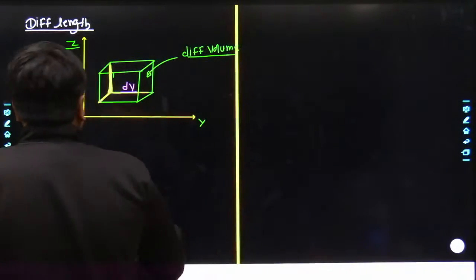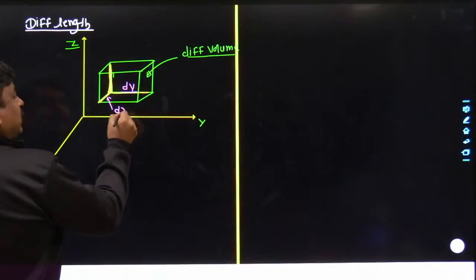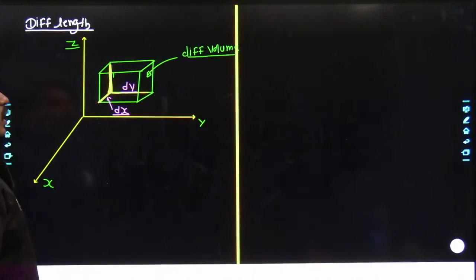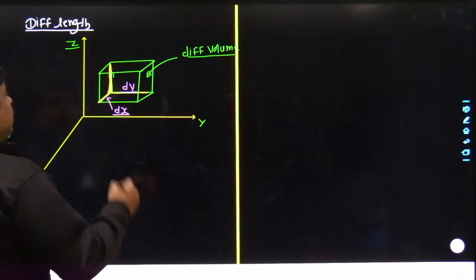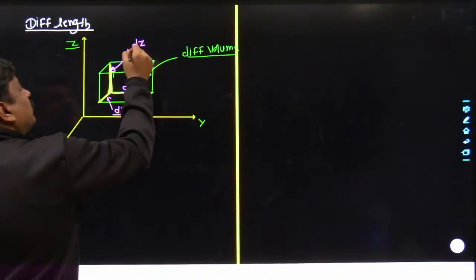And once the dy is done, definitely it is a differential length in the direction of x. Why don't we call it dx? And similarly, it's a differential length in the direction of z. So why don't we call it dz?